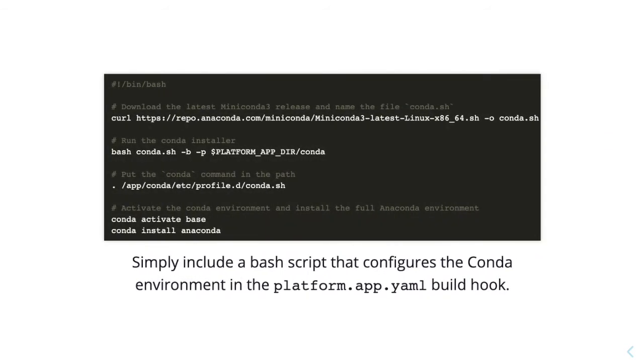The build hook in your platform.app.yaml file lets you specify scripts to run when your code builds. This script uses curl to get Miniconda. It then runs the Conda installer, adds Conda to the path, and installs the full Anaconda environment.